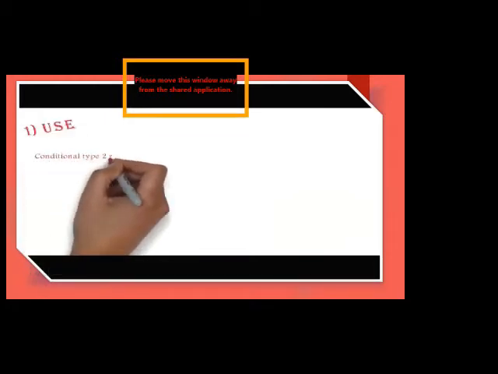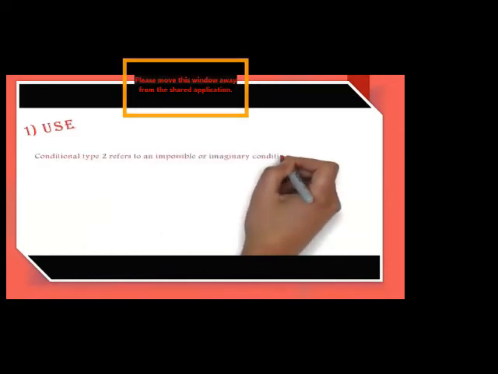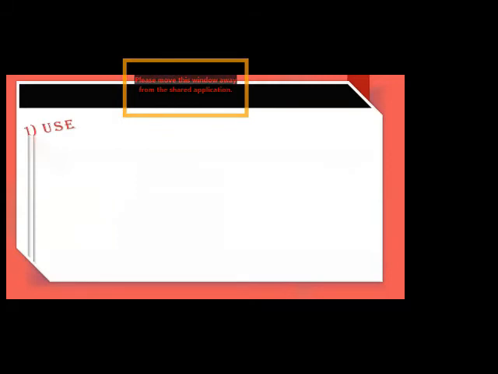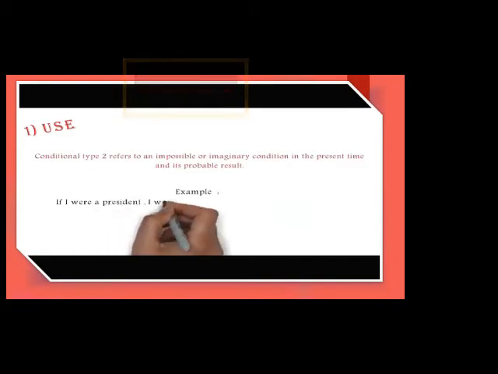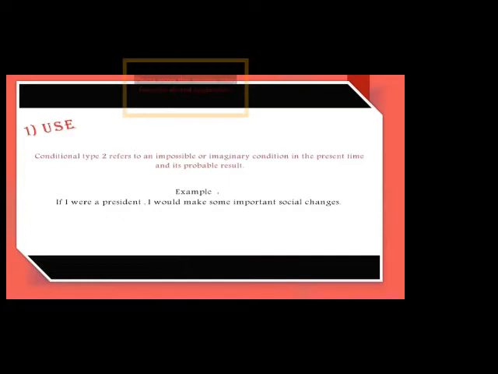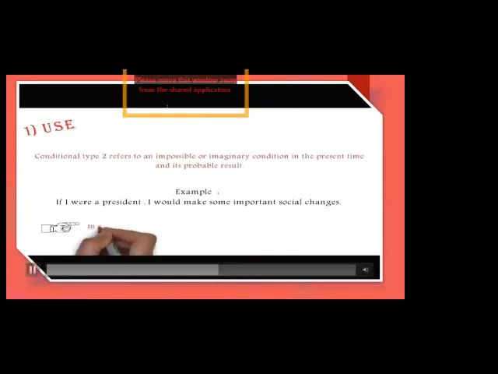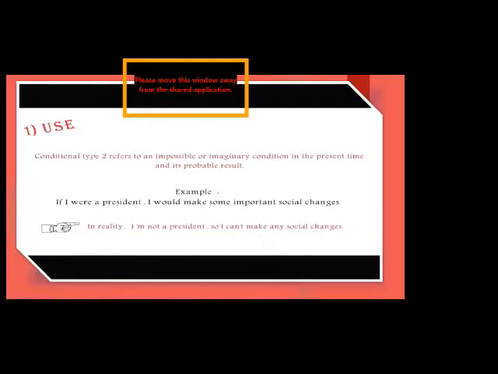So based on the animation, we deduce that conditional type 2 refers to an impossible or imaginary condition in the present time and its probable results. To illustrate, let us consider the following example: if I were a president, I would make some important social changes. The idea here is just imaginary because in reality, I am not a president, so I can't make any social changes.